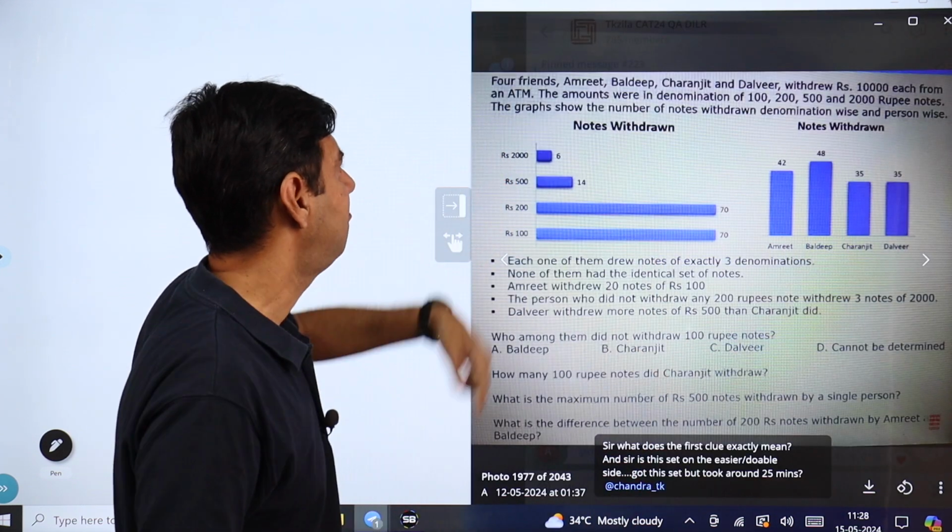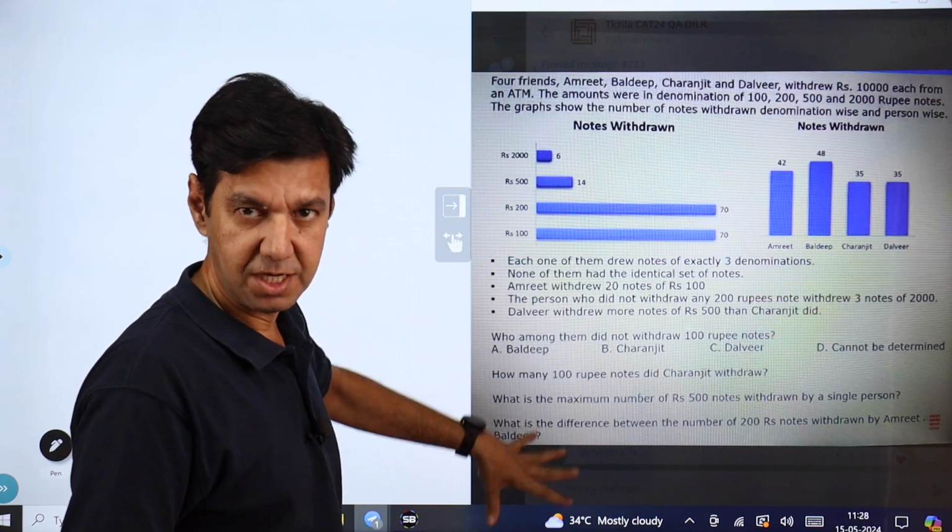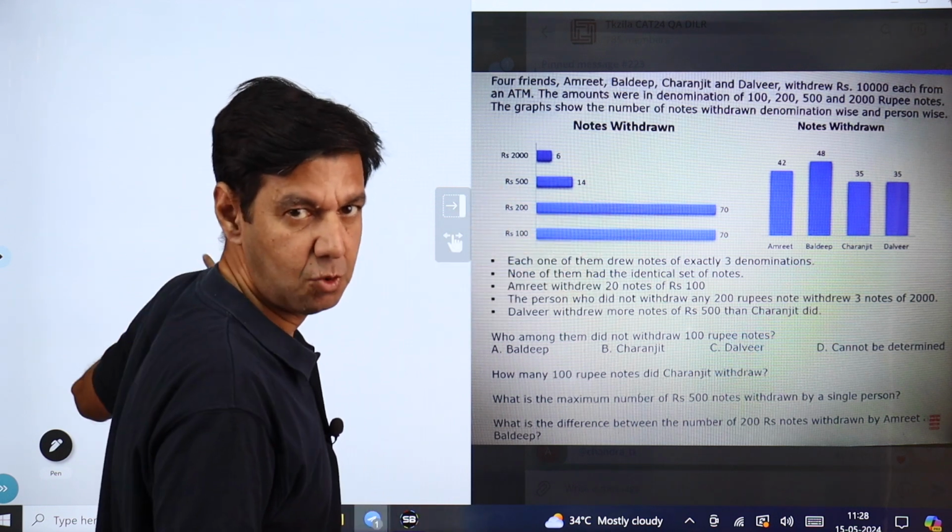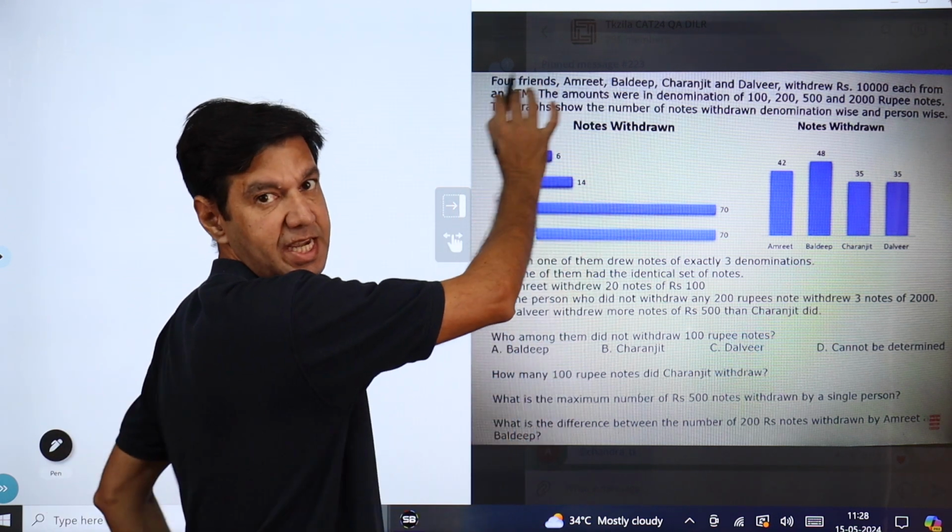So here we have, if it's not visible, I'm going to read it out. I'm going to copy these values in a moment. So just hang on over there. Just get the gist of it.